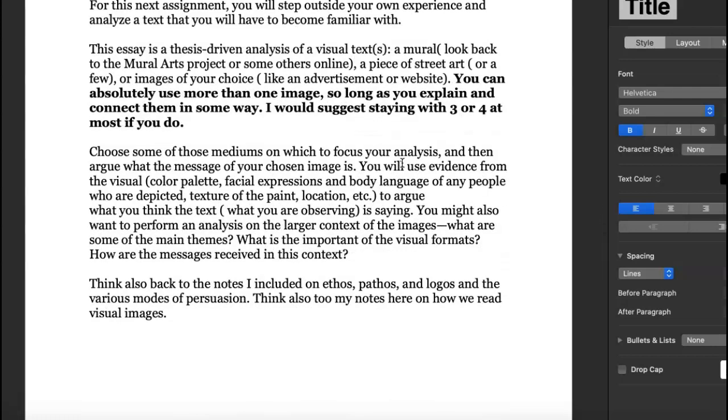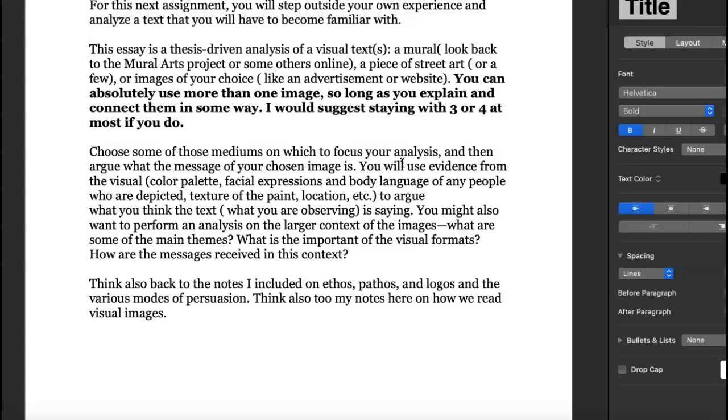Whatever mediums you're picking here, you want to think about what the argument of your message of your chosen image or images is. You're going to use evidence from the visual, like what do you physically see: colors, facial expressions, body language, texture, etc. And you want to really argue, and your thesis becomes what you think the text, what you're observing, is saying. You could also perform an analysis on a larger context.